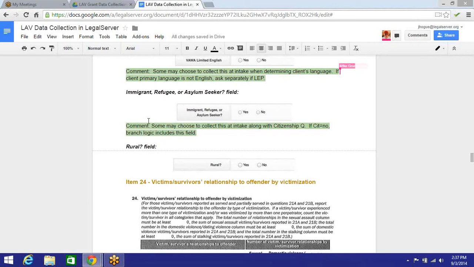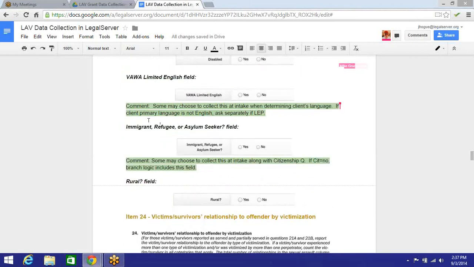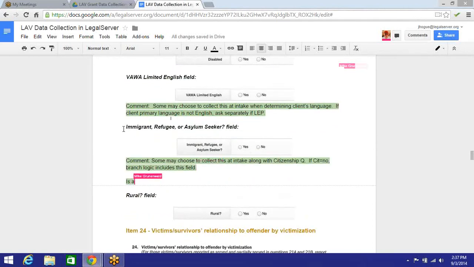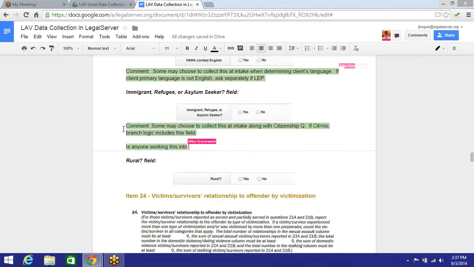Yeah, that makes sense. So there might be additional cleverness to watch out for when you run the report on it. But is anyone on the call working either of these questions into their intake, limited English or immigrant, or are you all leaving it as a separate tab later on? Sounds like maybe New York City is the only one doing that.